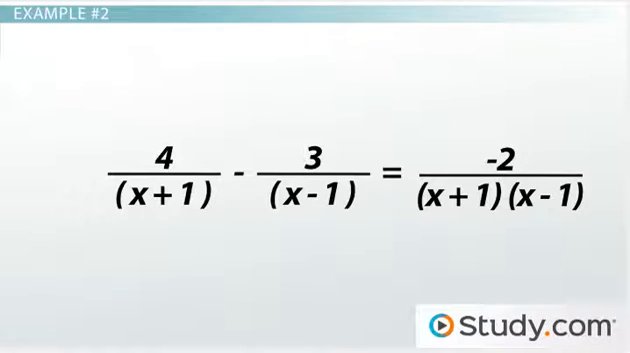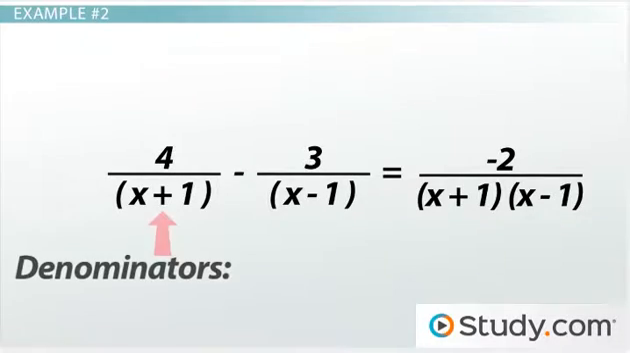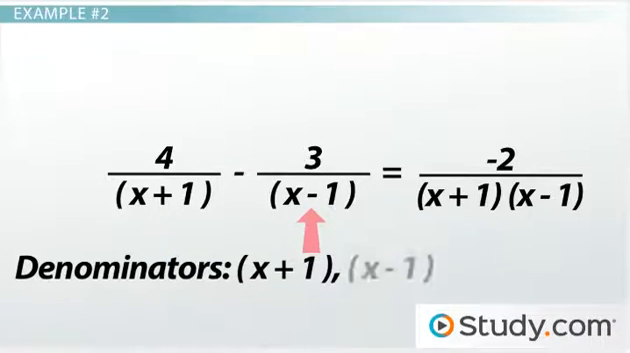4 over x plus 1 minus 3 over x minus 1 equals negative 2 over x plus 1 times x minus 1. I look at 4 over x plus 1. I write down x plus 1 as one of my common denominators. I look at 3 over x minus 1. I write down x minus 1 as another part of my common denominator. I look at negative 2 over x plus 1 times x minus 1. Since I already have those written in my denominator, I don't need to duplicate them. So my common denominator turns out to be x plus 1 times x minus 1.